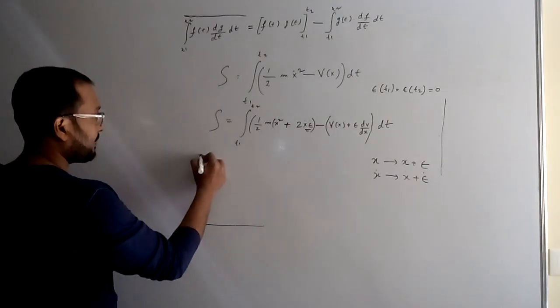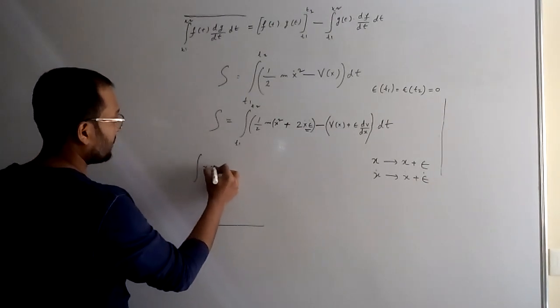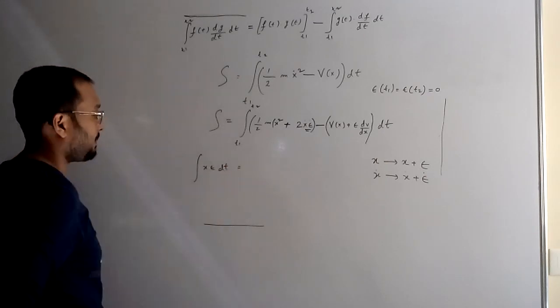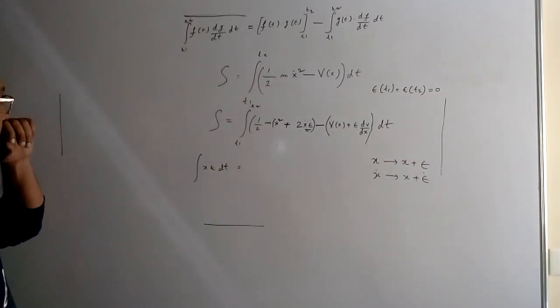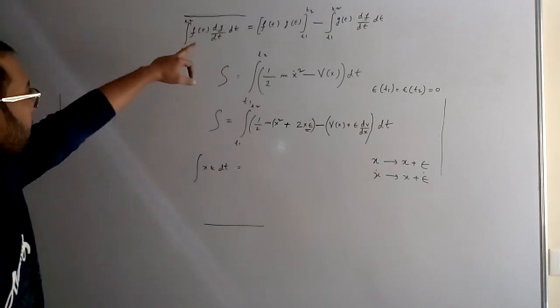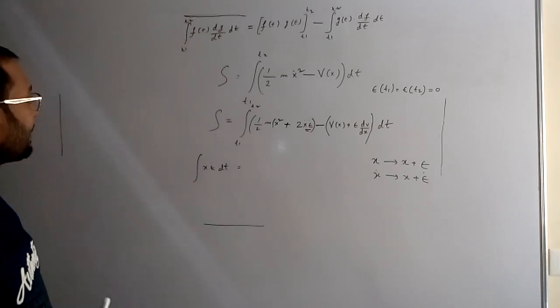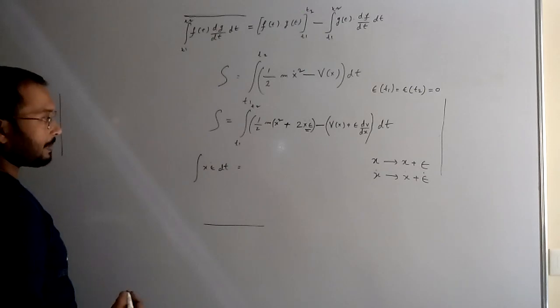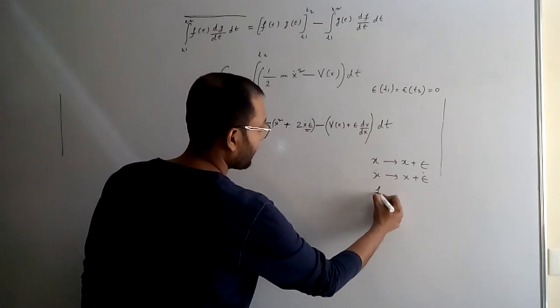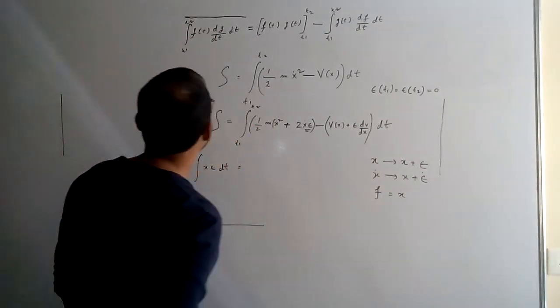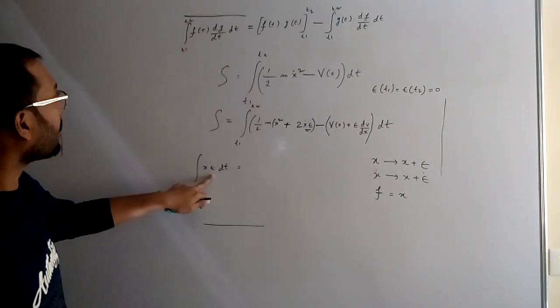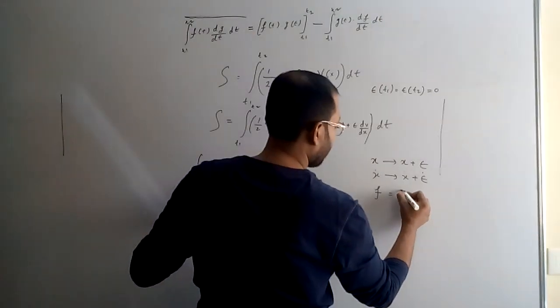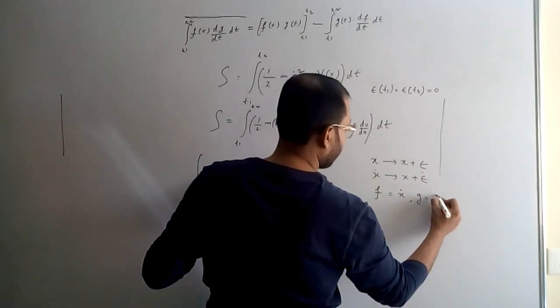Let me calculate integration x dot epsilon dot dt right here. Right. If I compare this with this, what is my f? Let me write down my f here. F is, I think, simply x dot, and dg by dt is epsilon dot, which means g is epsilon.